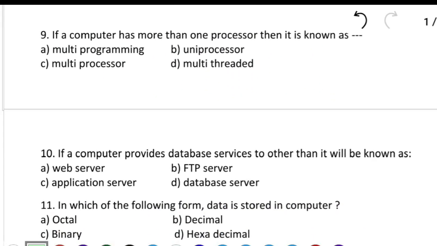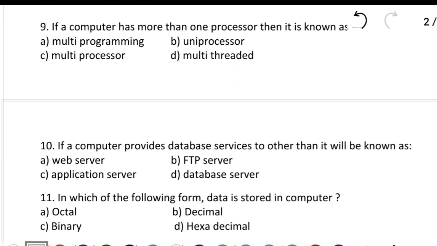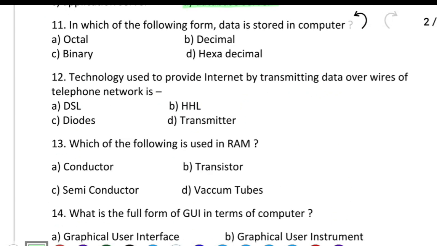Question number 9. If a computer has more than one processor, then it is known as multiprocessor. Option C. Question number 10. If a computer provides database services to others, then it will be known as database server. Option D. Question number 11. In which of the following form is data stored in computer? In binary system. Option C.